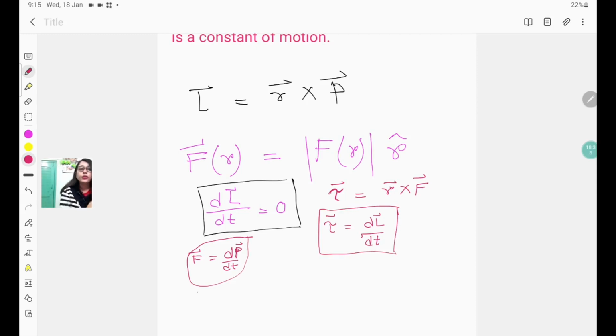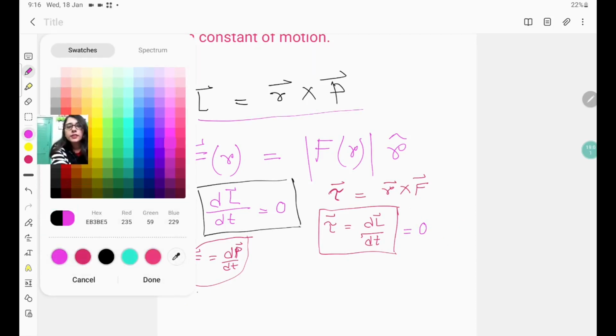Now, how can we prove it? If we can show that torque is equal to 0 in this scenario, that is, if we can show torque is 0, that means dL by dt is equal to 0. And if dL by dt is equal to 0, that means L is a constant of motion. We just need to prove it, right?